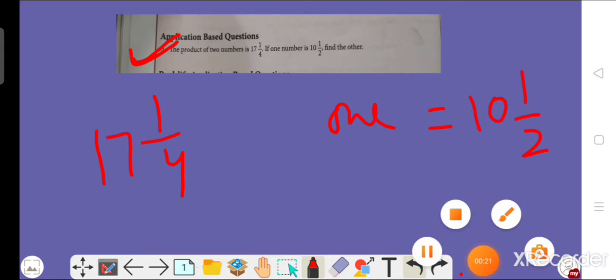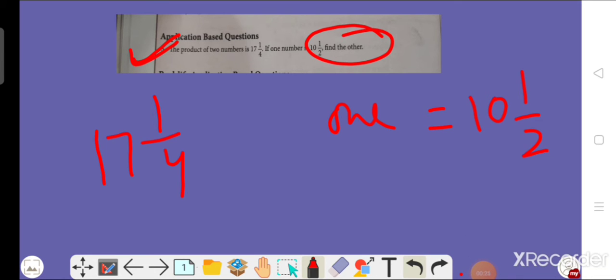In the previous video we completed our exercise 2.3 up to question number 4. Today we will do the remaining questions. Question number 5: the product of two numbers is 17 raised 1 by 4 and one number is equal to 10 raised 1 by 2. Then we have to find the other number.